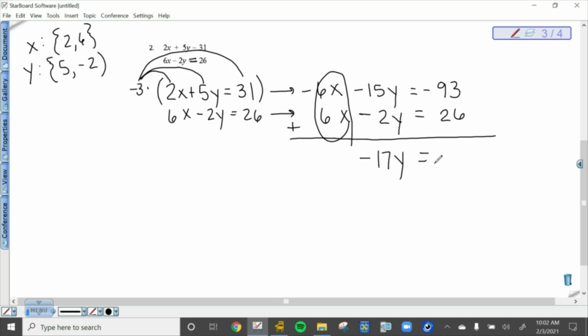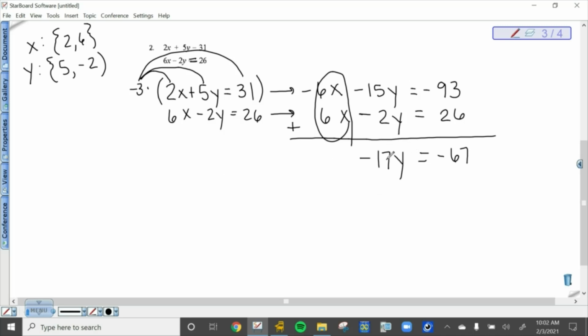Negative 93 plus 26. You can use your calculator or you can do it in your head. Negative 93 plus 20 would be negative 73. Negative 73 plus 6, not negative 6, negative 67. This looks like it's an ugly one too. Why did I choose these ones?